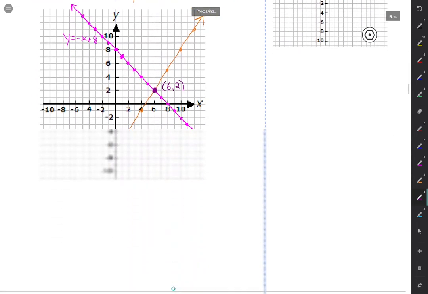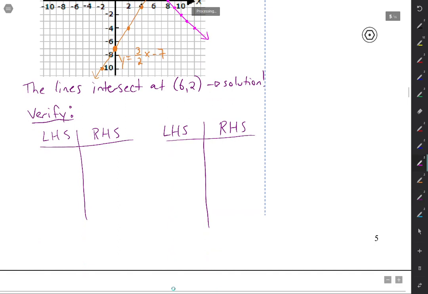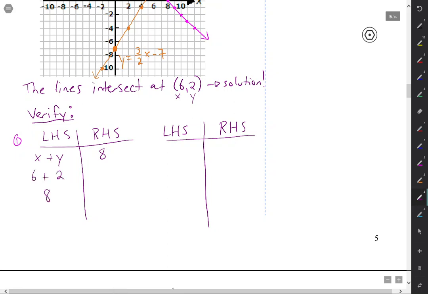So the first one, equation number 1, I'll put in the first little chart here. So I'll label this as number 1, and then we'll plug in our equation. So the left-hand side of that one is x plus y, and the right-hand side is 8. So then we're going to plug in 6 for our x and 2 for our y. So we should have 6 plus 2, and then 8. So we got 8 on both sides of the equal sign. Left-hand side is equal to right-hand side.